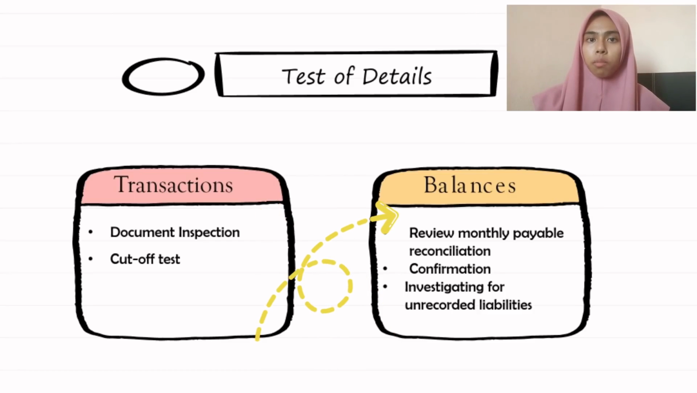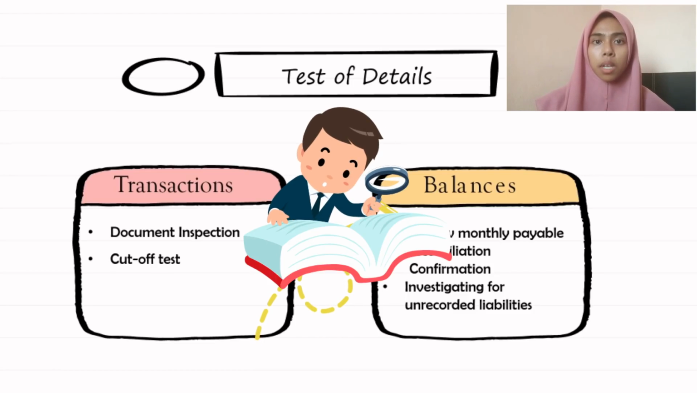Test of detail of balance includes the following 3 tests, and the first one is review of the monthly payable reconciliation. A supplier statement is documentary evidence. However, since the document is obtained from the client, the authenticity of the document should be cautiously relied upon. Therefore, the auditor should review the reconciliation prepared by the client and investigate any unreconciled balance.